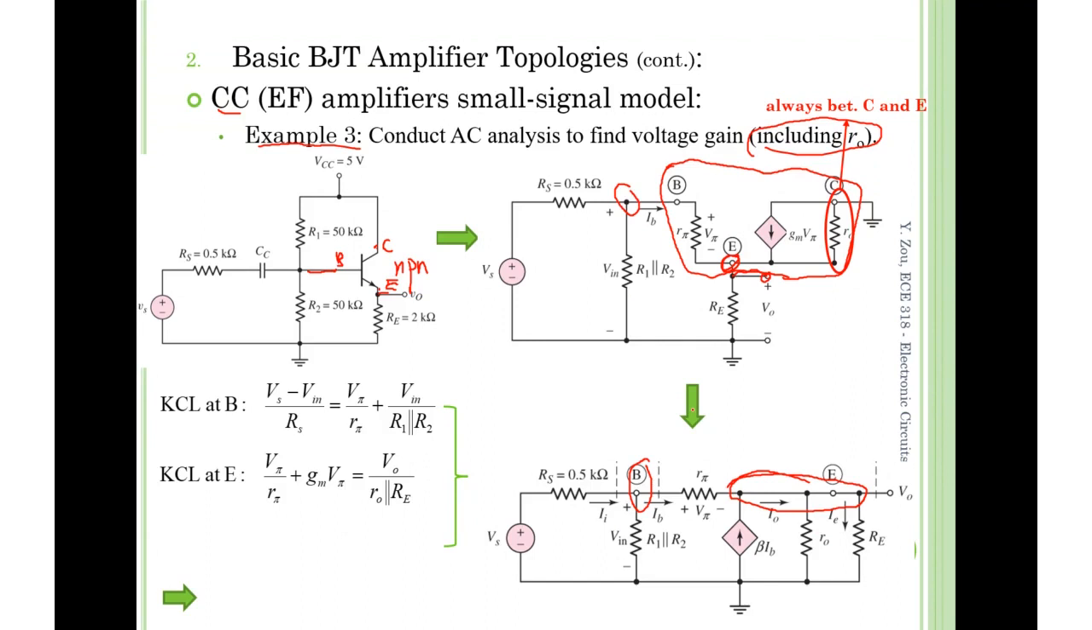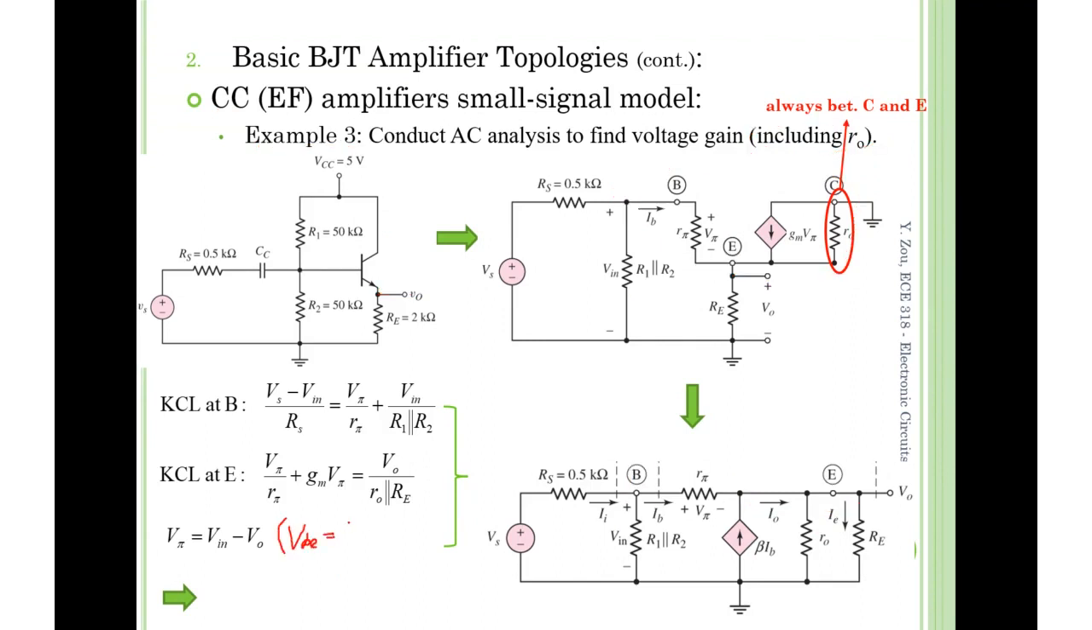Essentially, we use this KCL as well in the previous example. Of course, we also need another equation. I don't know how many of you realize this. This is nothing but VBE equals VB minus VE.